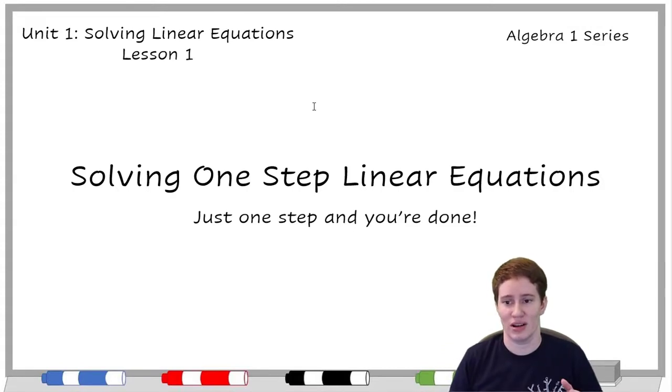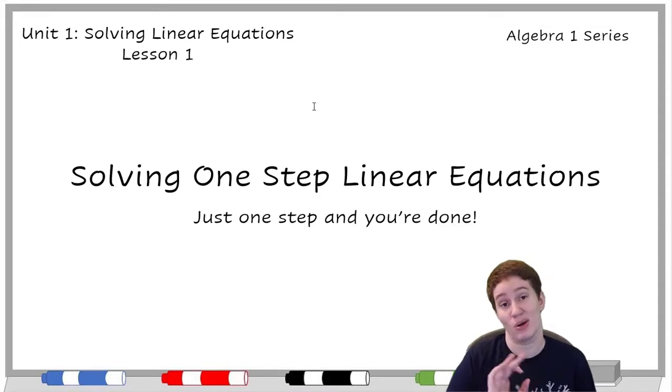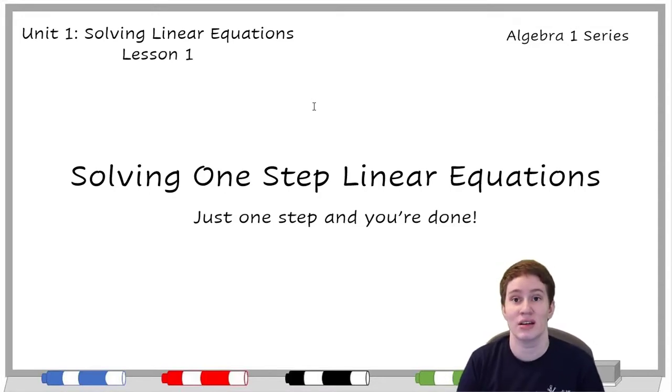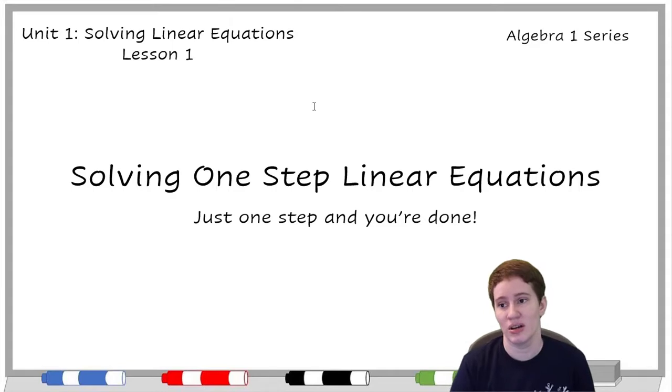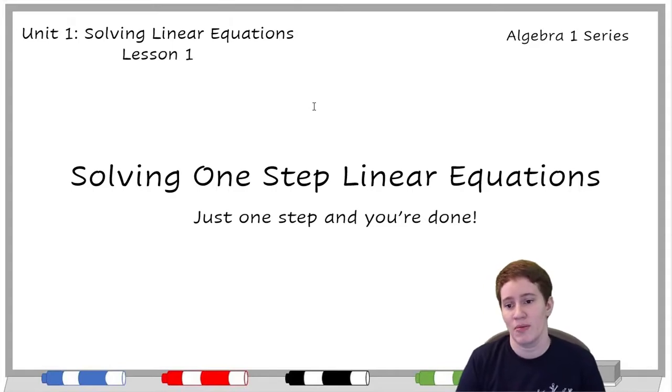So I've got Unit 1 is all about solving linear equations, and at first some of this might be familiar from pre-algebra. It's quite possible you could skip this lesson entirely depending on how well you did in pre-algebra, but I encourage you to just sit and try to absorb.